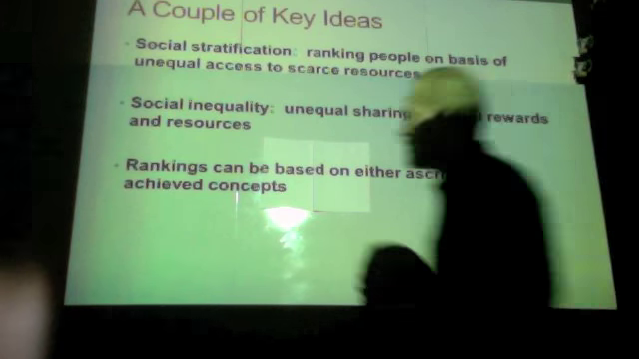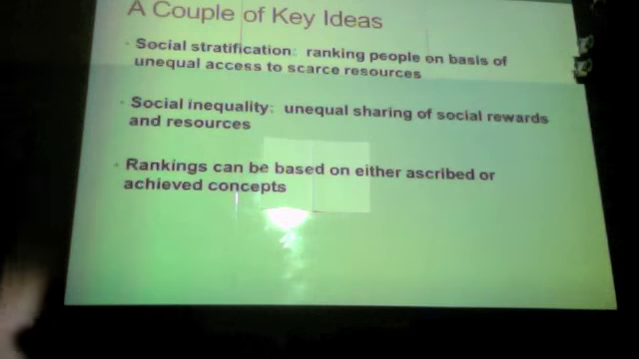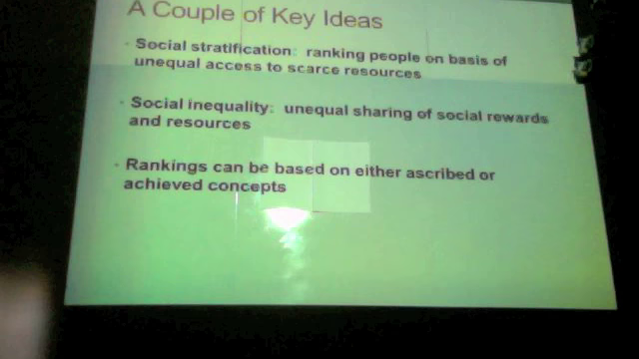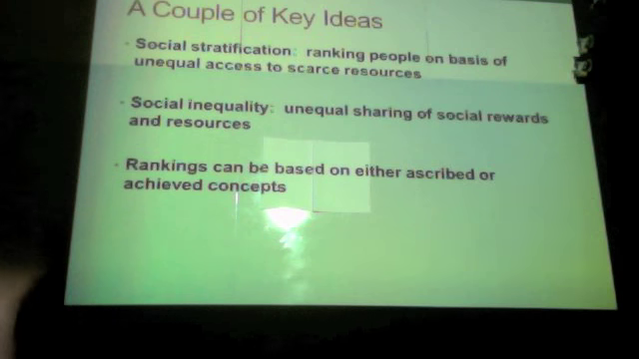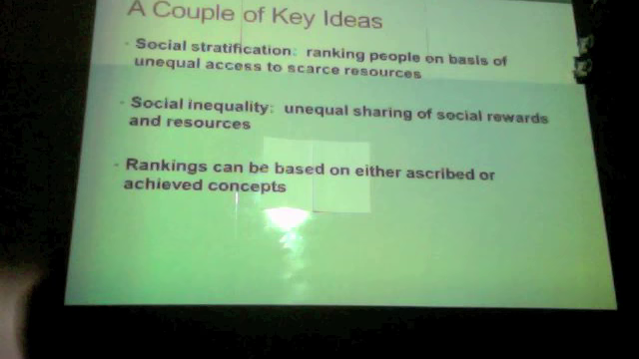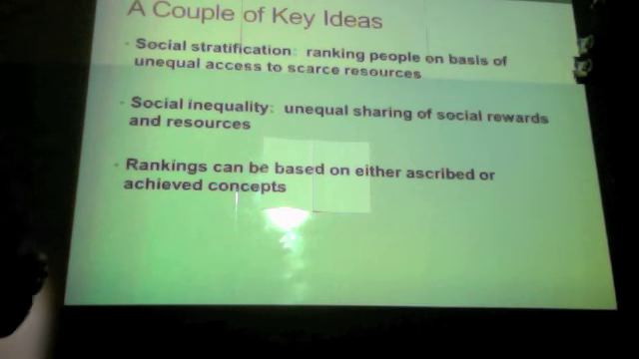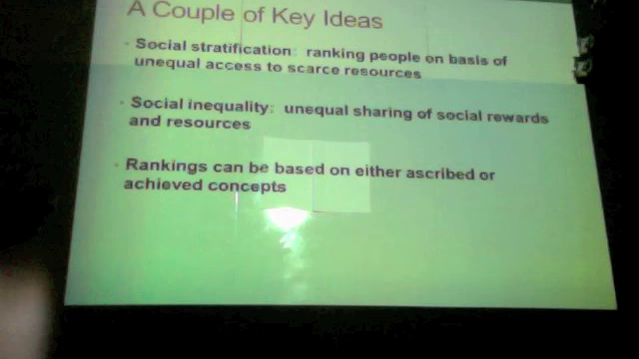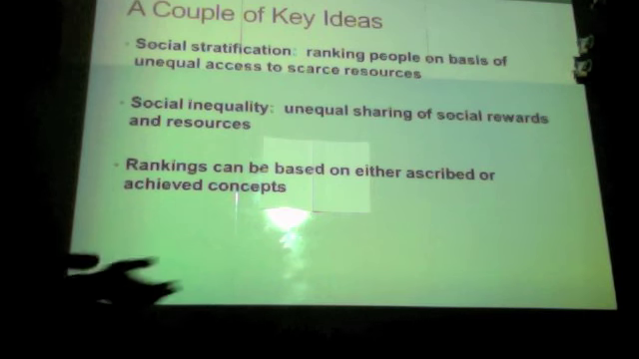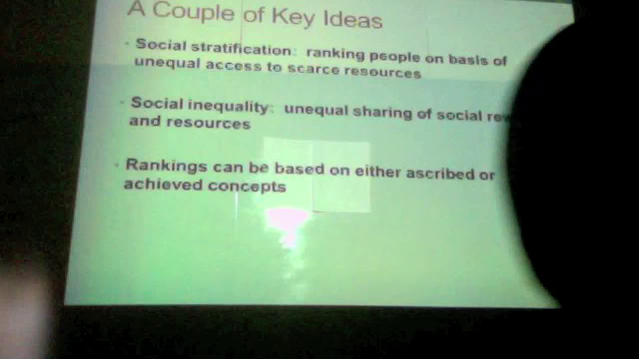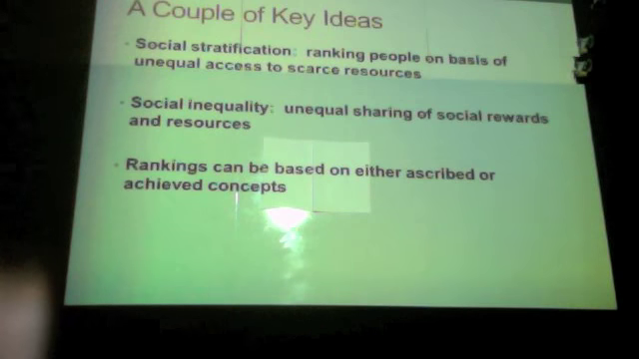Now, the second term we need to look at is social inequality. The basis of social inequality is that there is an unequal sharing of social rewards and resources. This unequal sharing is going to be seen in many ways. For instance, in our society, we see a lot of people who are not given access to the same levels of education.